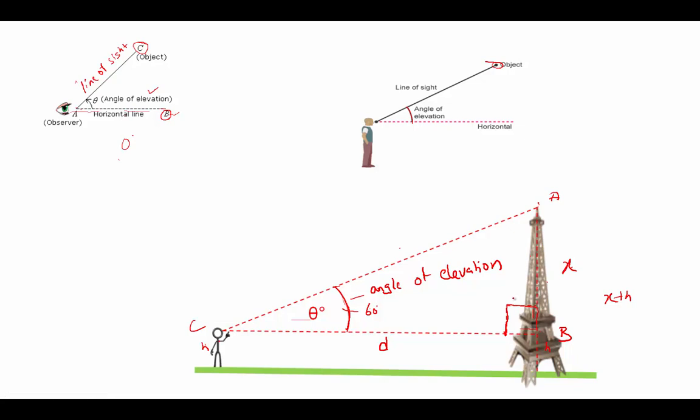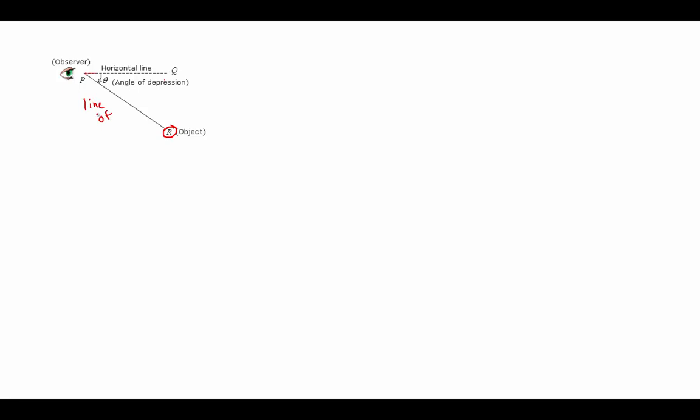Okay, let me deal with the angle of depression. Before, we saw the angle of elevation, that means when we see an object which is above the person or above the eye, then we have to elevate the eye upwards, which makes the angle of elevation. Now the object is below the eye, that means we have to make the eye go downwards, depress downwards. Again, obviously this will be the horizontal line, there is no change here, but the line of sight changes to downwards. This is the line of sight. Now PR will be the line of sight.